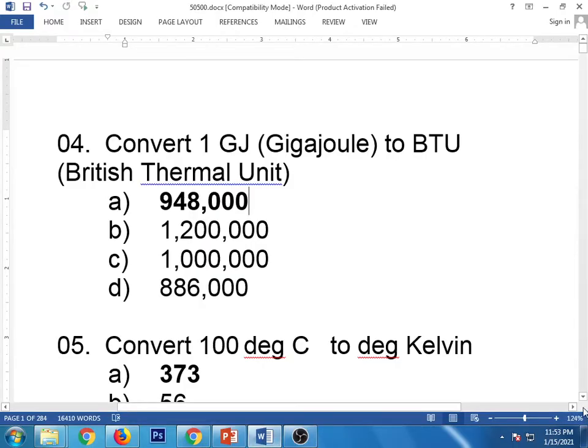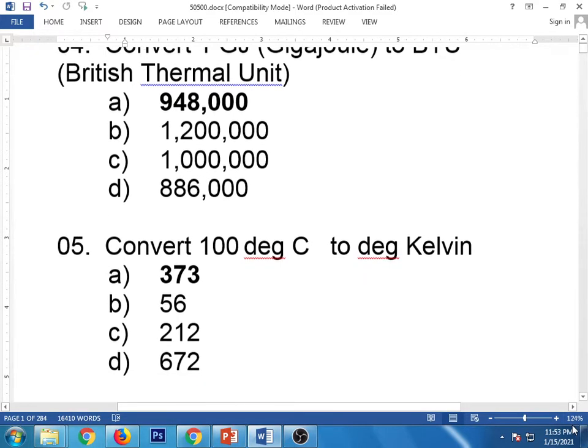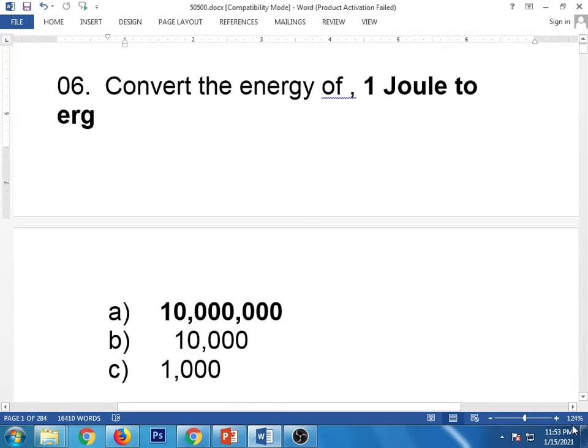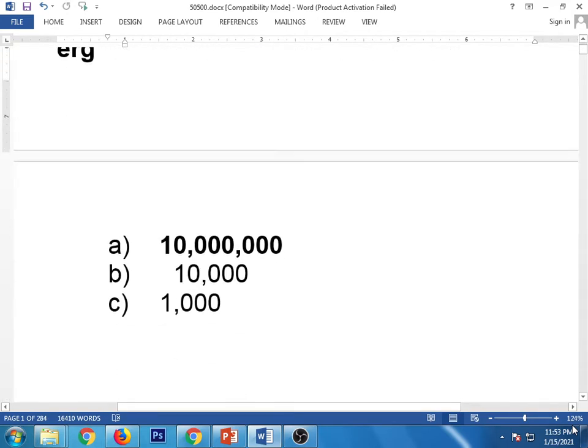Convert gigajoule to BTU, British thermal unit. Answer: 948,000. Convert 100 degrees Celsius to degrees Kelvin. Answer: 373. Convert the energy of 1 joule to erg: 10 million.